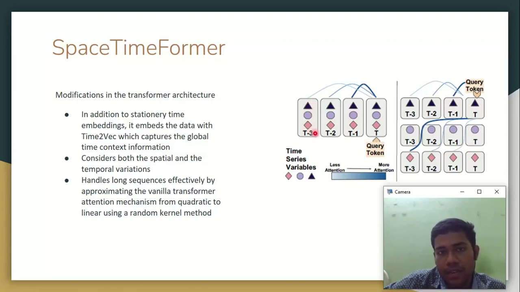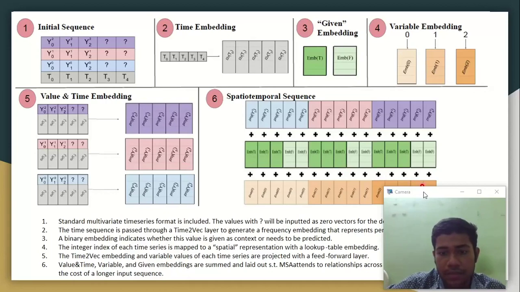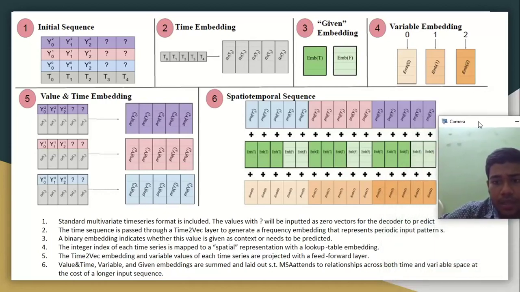But as we know, in multivariate time series data, we need to find the interdependencies between different variables. For that reason, the Spacetimeformer expands the variables as well, and it treats the variables separately. That is where the spatial embeddings come into the picture. One more thing is that it also handles long sequences effectively by approximating the vanilla transformer attention mechanism from quadratic to linear using a random kernel method, which was published in different papers like the Performer architecture. So these are the three main important additions.